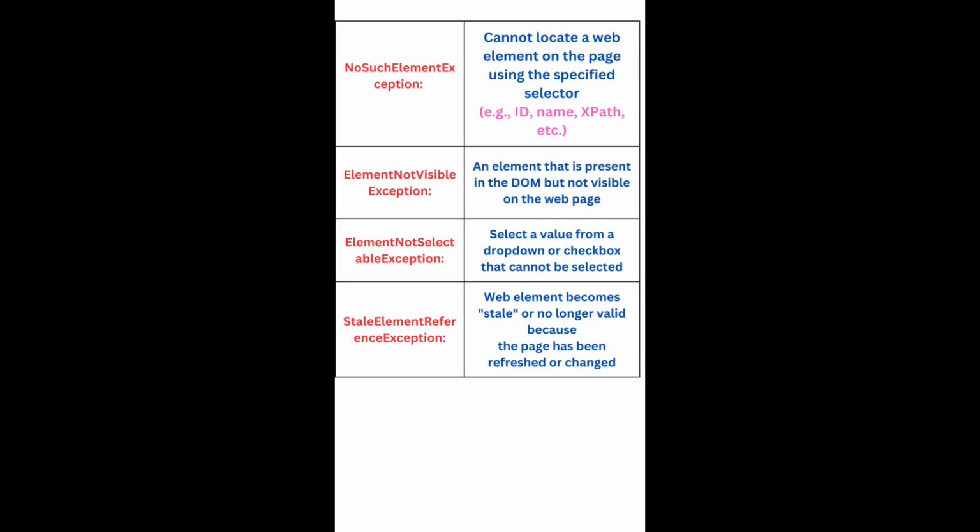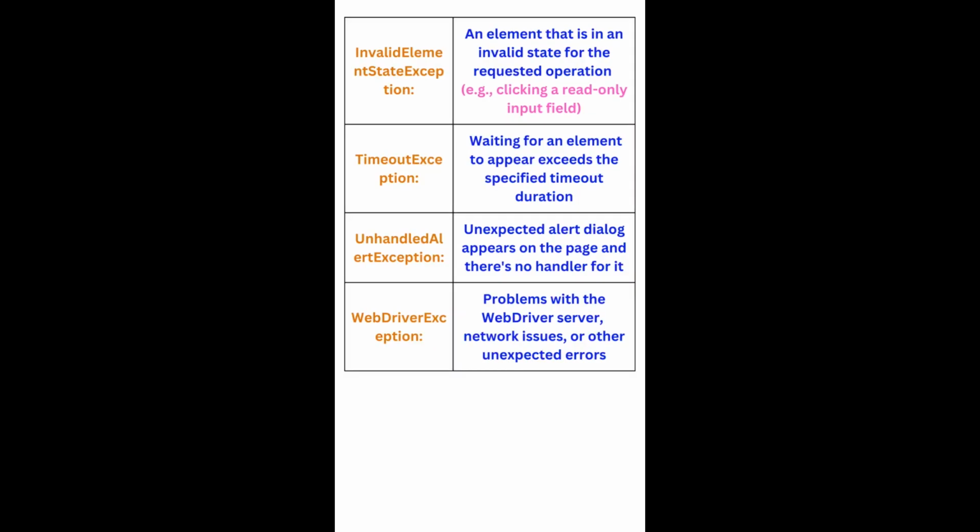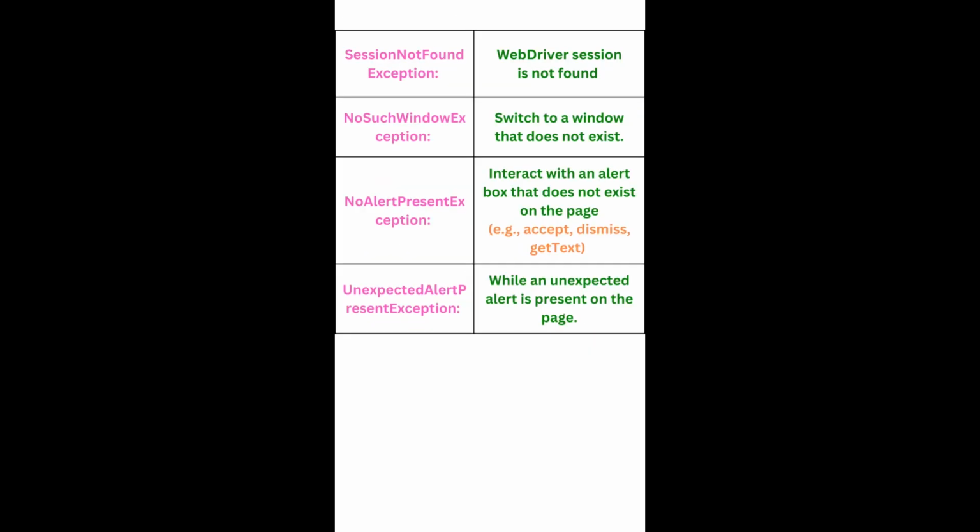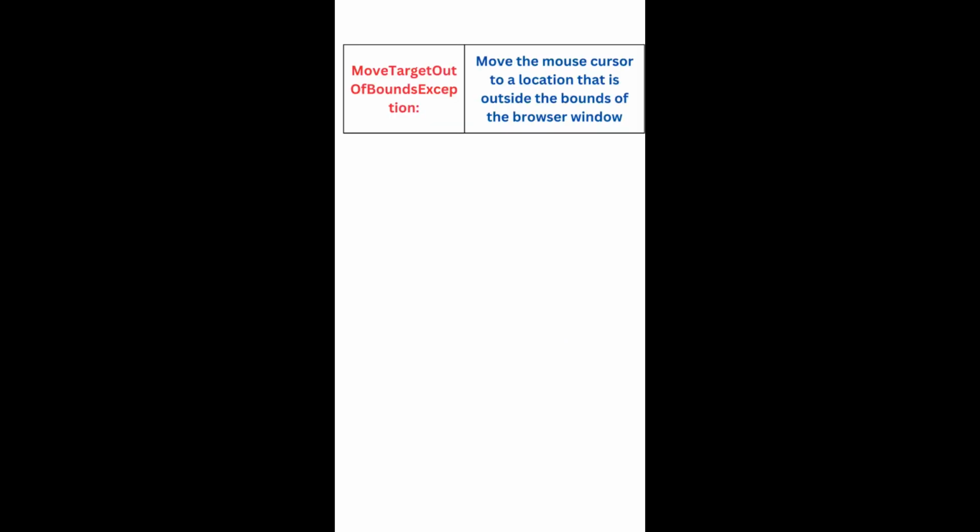Different types of exceptions we encounter are no such element exception, element not visible exception, element not selectable exception, stale element reference exception, invalid element state exception, timeout exception, unhandled alert exception, WebDriver exception, session not found exception, no such window exception, no alert present exception, unexpected alert present exception, move target out of bounds exception.